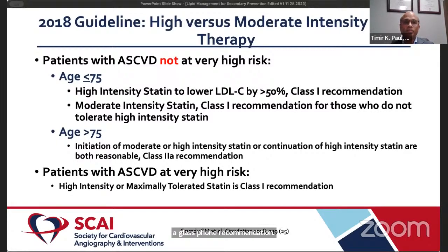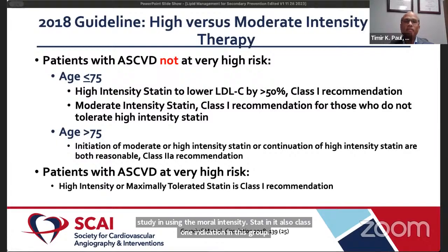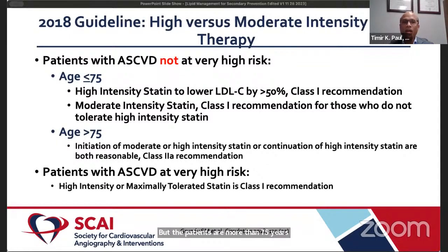However, if they cannot tolerate the high-intensity statin, using the moderate intensity statin is also a class 1 indication in this age group. But if patients are more than 75 years old and are already taking a high intensity or moderate intensity statin, continuation of it is reasonable. But patients with ASCVD at very high risk, regardless of their age, should be on a high-intensity statin or maximally tolerated statin, and these are class 1 indications. Next.